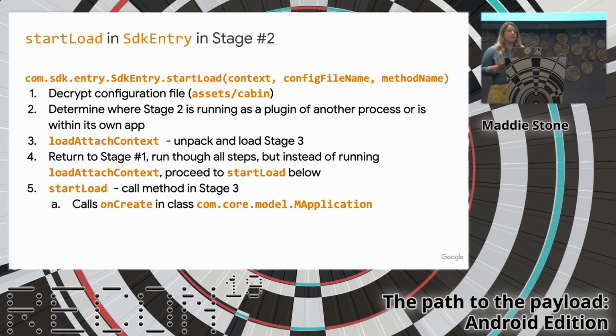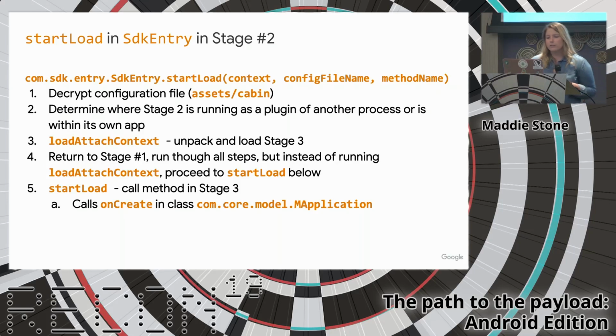So the very first thing that now here in our stage 2 unpack jar we're going to do is we need to decrypt the configuration file. So the configuration file name came from stage 1. It was one of those obfuscated strings, and in this case it's assets/cabin. We're then within this method going to have to determine where is stage 2 running.